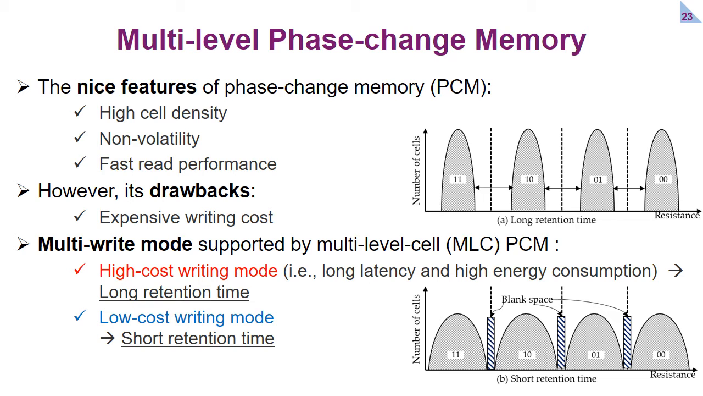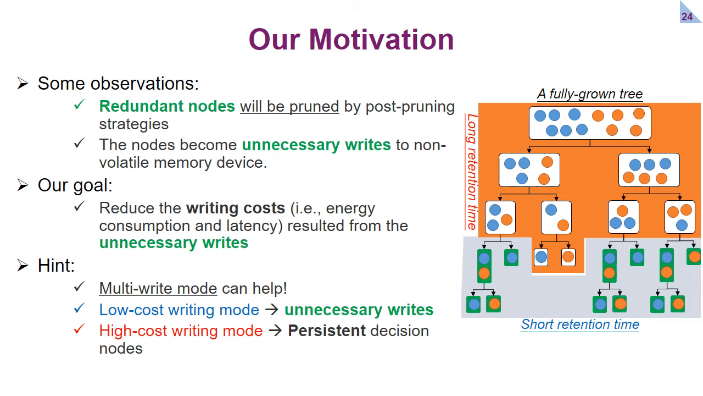On the other side, there is a figure to illustrate the retention time of the two modes. The upper figure shows the high-cost writing mode, because the blank space between each state is wider. Therefore, the data can be retained for a longer time. In the bottom figure, each state has a narrower blank space. Therefore, the retention time is shorter.